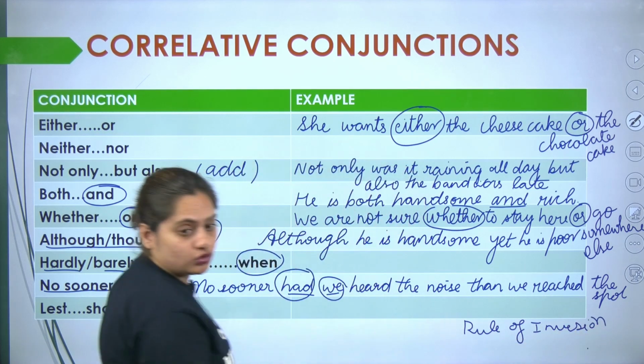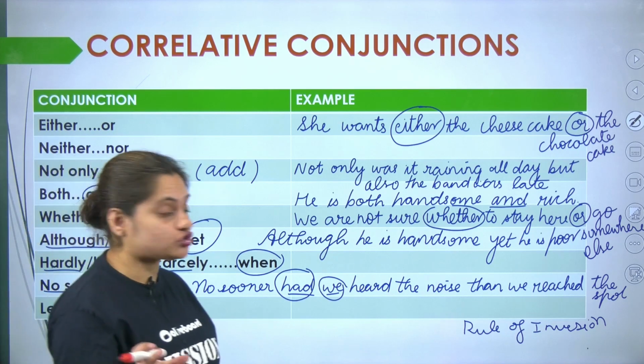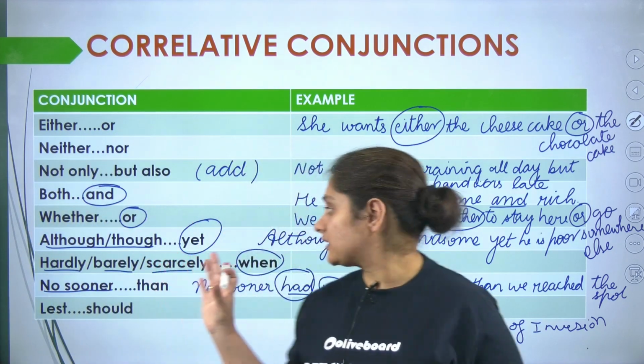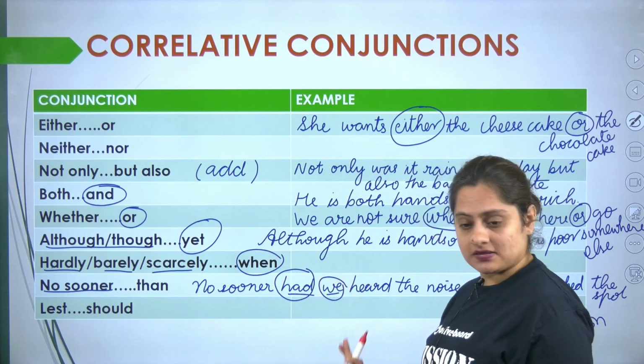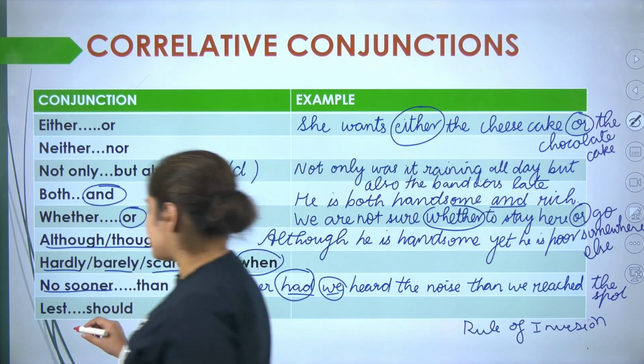Very important, one of the golden rules of English grammar, I will say everybody should know. If you start with negative word like hardly, no sooner, always follow this rule. The verb will come first, then the subject. Okay. Now, what is lest meaning?